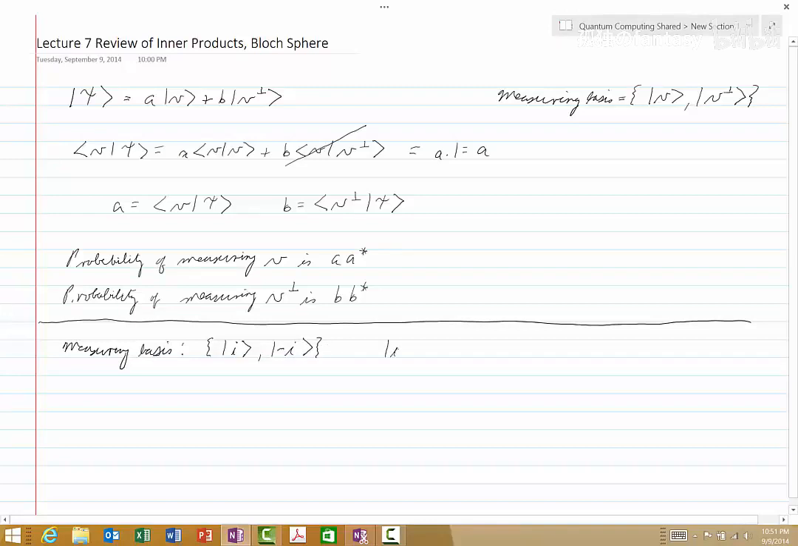The I ket is equal to 1 over square root of 2 times the 0 ket plus I times the 1 ket. And minus I is equal to 1 over square root of 2 times the 0 ket minus I times the 1 ket.